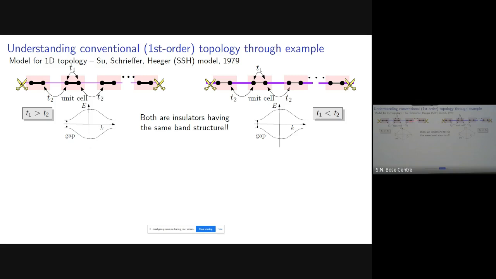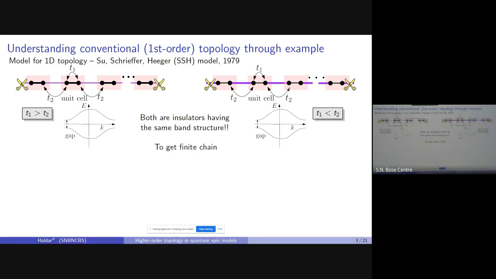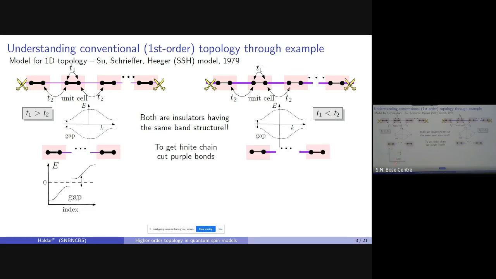Of course, since you have cut this model now, you will not have translation symmetry anymore, so you cannot talk in terms of bands, but you can still talk in terms of energy levels. So you simply find the Hamiltonian of this problem, you diagonalize, and you see how the energy levels are distributed according to the ascending index. For example, it will typically look like this. This is for the first model where T1 is greater than T2.